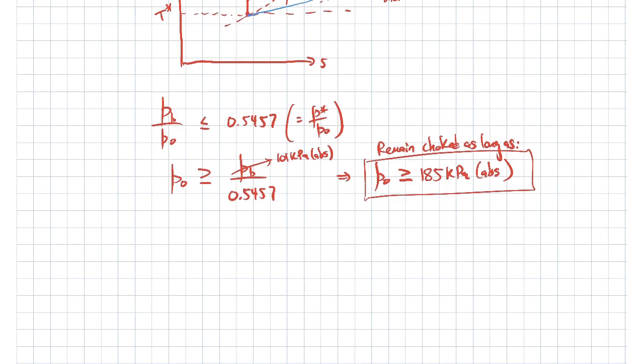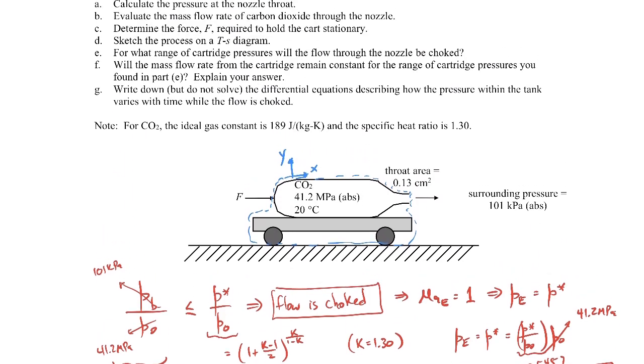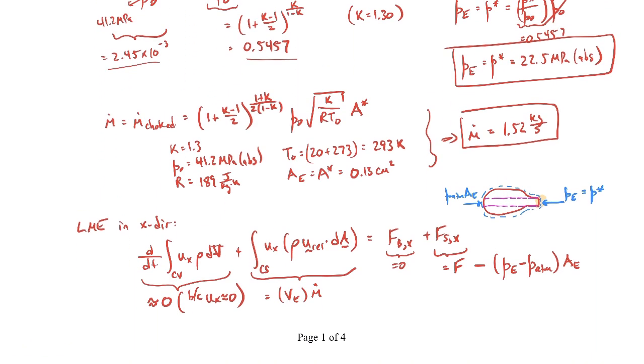Okay, so let's go back up to the next part. Will the mass flow rate from the cartridge remain constant for the range of pressures you found in part E? So when the flow is choked, will the mass flow rate be the same? And the answer to that is no. And the reason why is, if you go back to this expression for our choked flow mass flow rate, certainly this part is a constant. The sonic area is still going to be the sonic area. The flow's choked, so the exit area is A star.